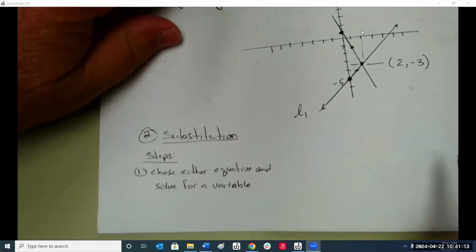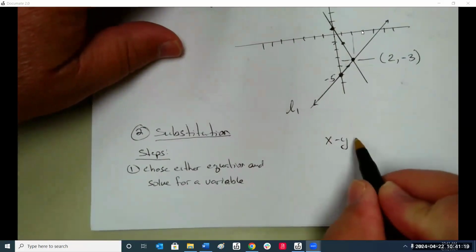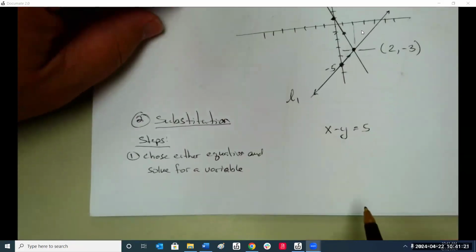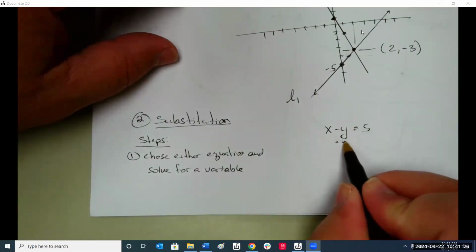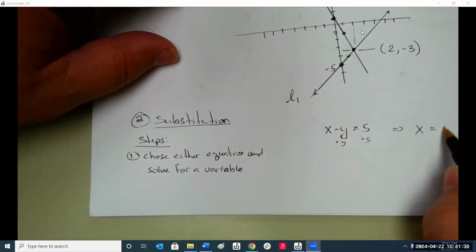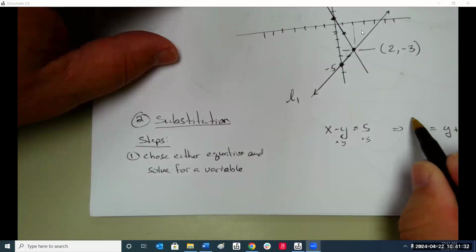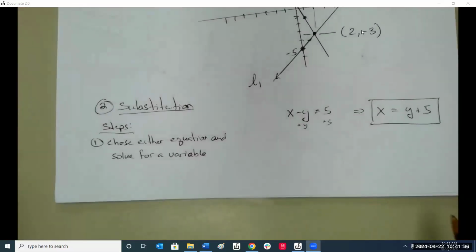So which one do you want to use? You want to use the first one or the second one? Okay, so we have x minus y equals 5. Let's go ahead and solve for x. So we add y to both sides. So x is equal to y plus 5. We have to come back to this one.